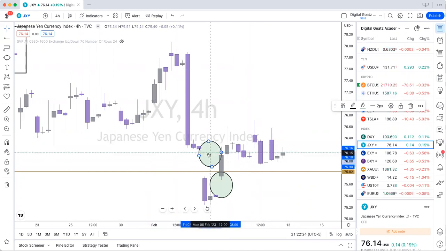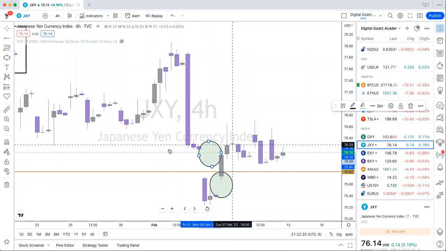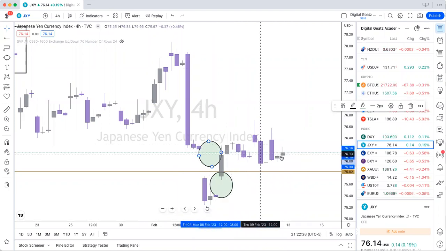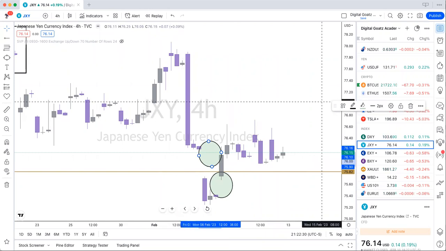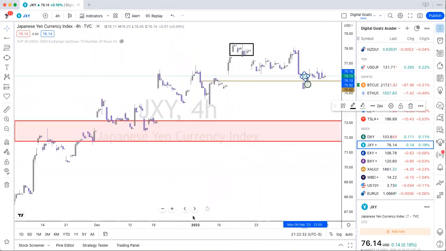But anyway, it pretty much grabbed this liquidity right here based off this gap. So it should sweep it until it's ready to pull back down. I know the yen was trying to recover, right?